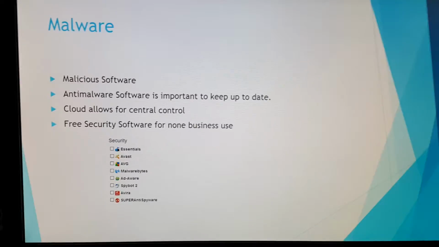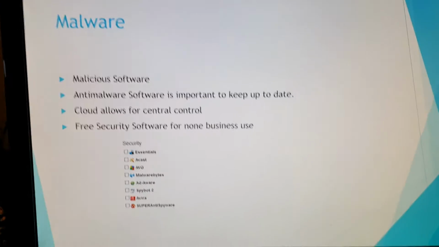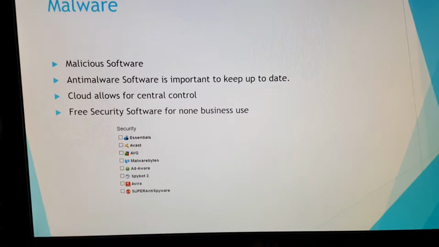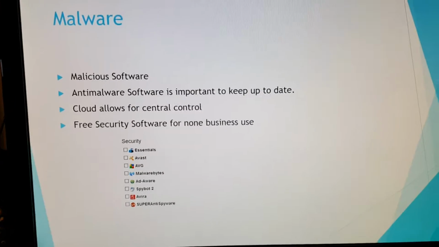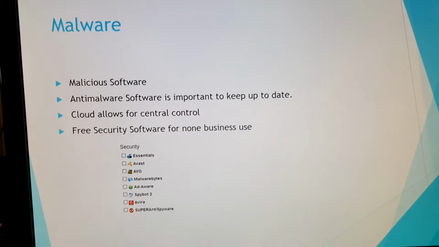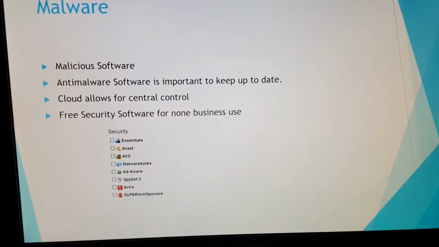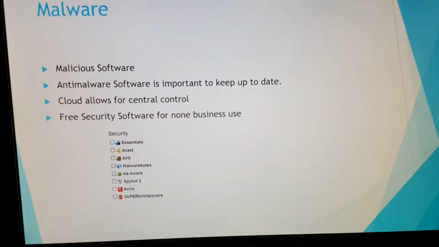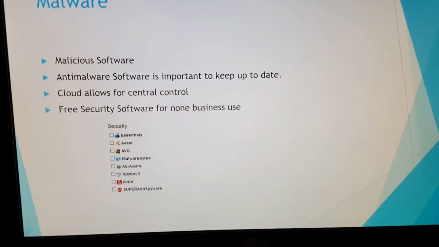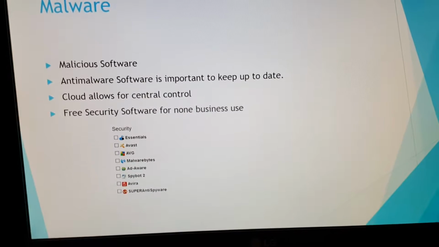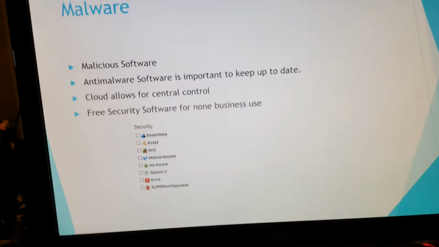Next, we have malware. Malware is malicious software. Anti-malware software is very important to keep updated, and generally you keep that updated at a server level. That way it can be pushed out to all of your users, and will prevent it from being slower. If you do it at a user level, then that means that it will bog down the system, as each user will have to do it individually.